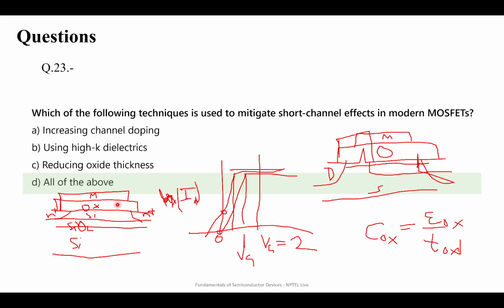Another reason is that you won't have to decrease your Tox too much, because now we don't need very high Cox to have field effect. So that is why we use silicon on insulator.